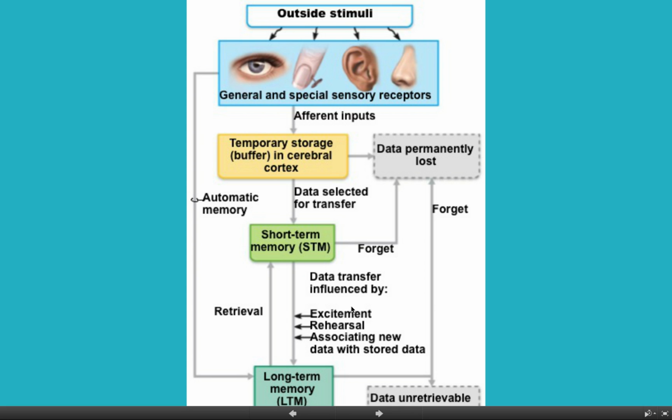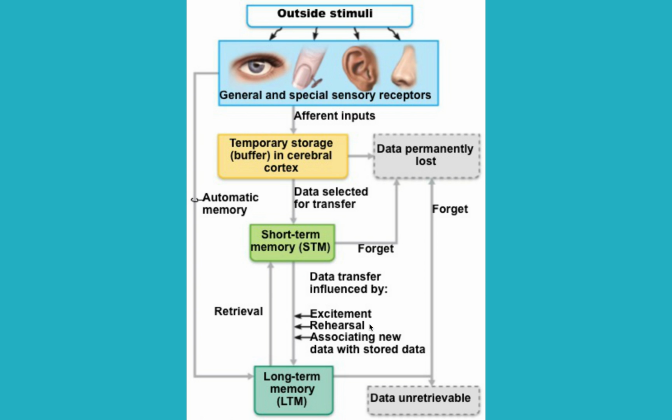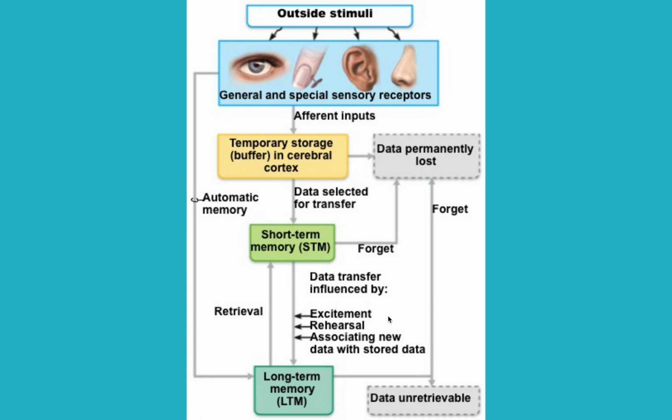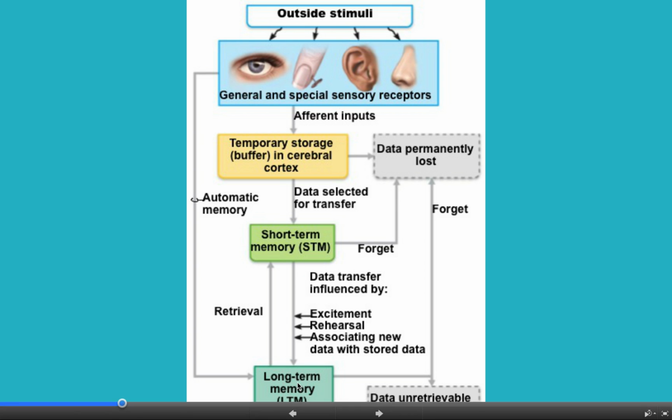So ways to influence data transfer are right here. Excitement, so if you're excited about it, that's going to help get it into long-term memory. Rehearsal or repetition, if you hear it over and over again, that's going to help get it into long-term memory. And associating new data with stored data. So if you can associate something you're learning with something you already know, that's another way to help it to get into the long-term memory. And hopefully it won't fall into this data unretrievable category.